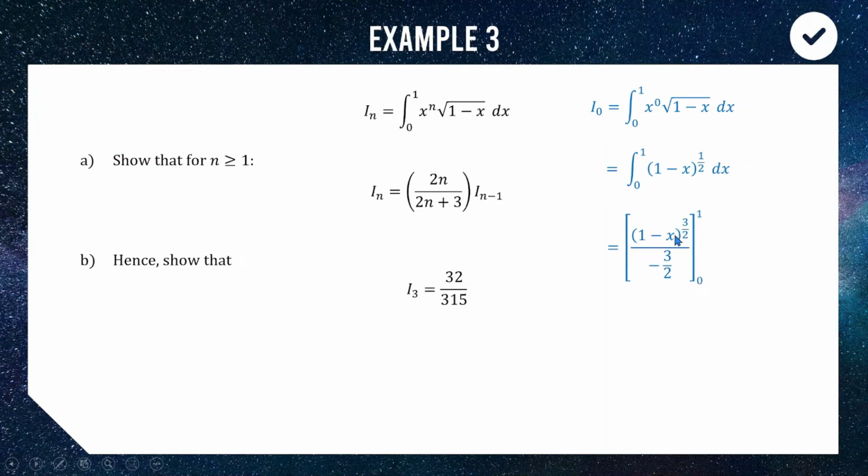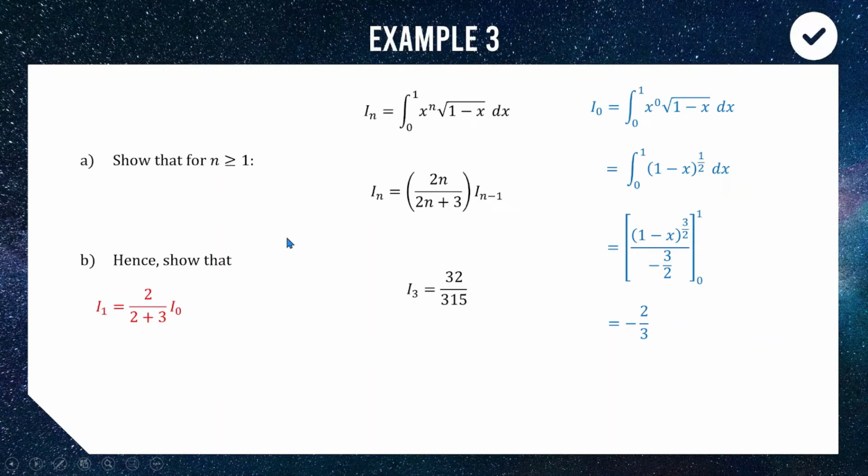When we sub in 1, we're expecting to get 0 like we did before. When we sub in 0, we get 1 minus 0, so we're doing the square root of 1 cubed. So this just turns into 1 on the top. And so we have 1 divided by negative 3 over 2, which is negative 2/3. Okay, so applying our integration for I0, we end up with negative 2/3. That's now the integration done. We can now use I0 to get I1.